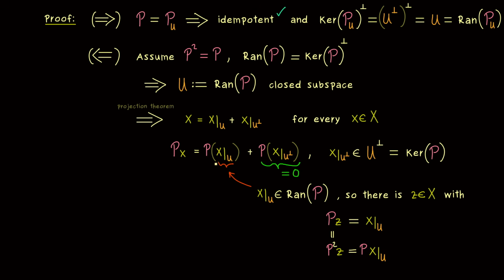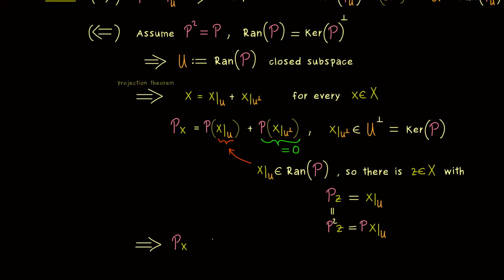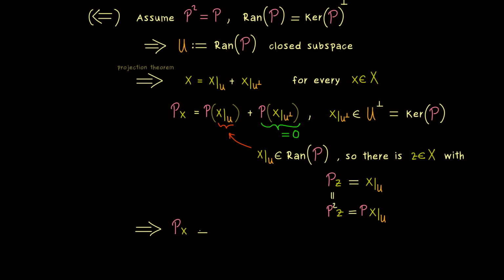P of x is exactly the orthogonal projection of x onto U. So our general operator P is actually an orthogonal projection operator. And this finishes our proof. Now we have a nice characterization for orthogonal projection operators. We just need an idempotent operator that satisfies this equation.